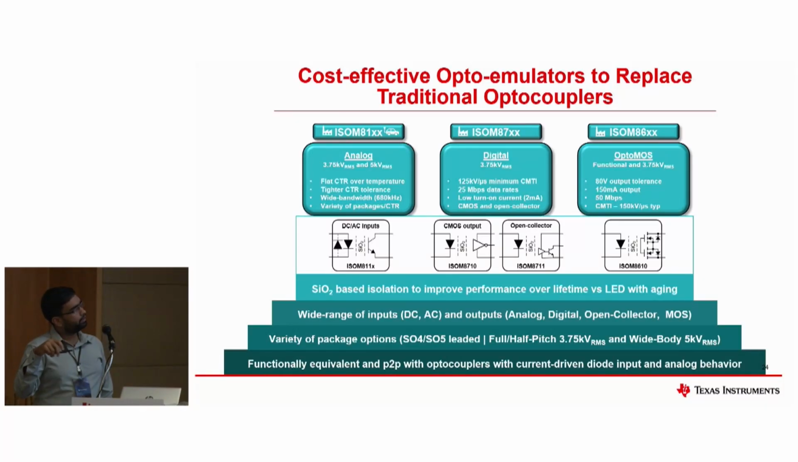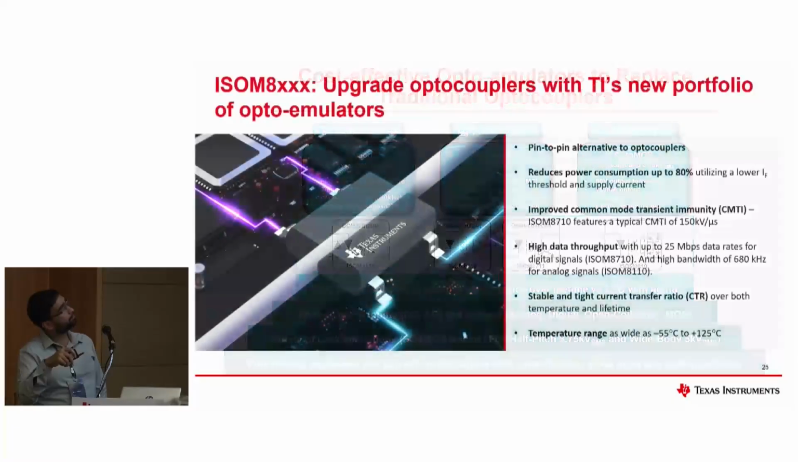Due to the small package, this cannot be offered in reinforced, whereas it is offered for 3.75 kV RMS, which is nothing but your basic isolation. And we have the offerings with part-to-part replacement for optocouplers, which is a 5-pin, 4-pin narrow body package. I'll explain more details in an upcoming slide.